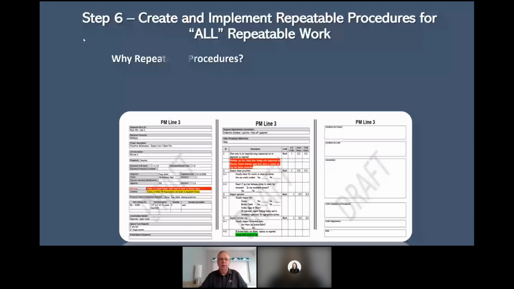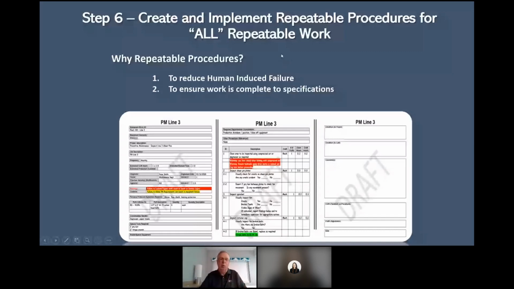Why repeatable procedures? To reduce human-induced failure. We know we have human-induced failure. Human-induced failure costs us money, okay? Especially when you got the same person making the failures over and over again. Why? Because they don't know the specification. To ensure work is completed to specification.